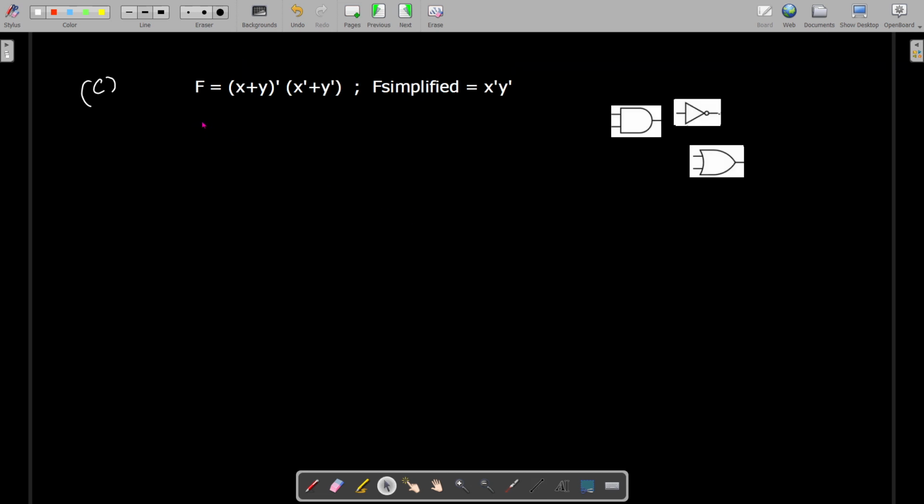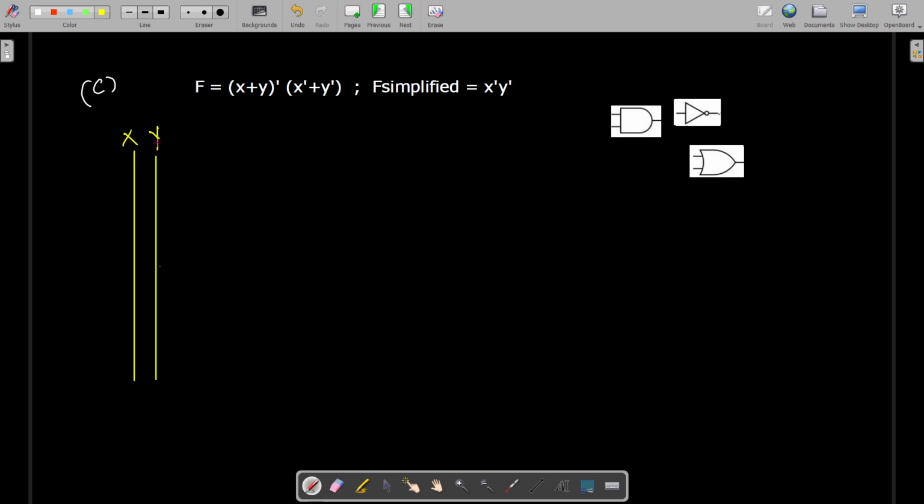So now we are going to draw the logic diagram for this Boolean expression, both in the original form and its simplified form. So here f is equal to x plus y the whole dash ANDed with x dash plus y dash. So here this is our first term and this is the second term. Here we have only two literals, so we have to draw only two input lines. So that is x and y.